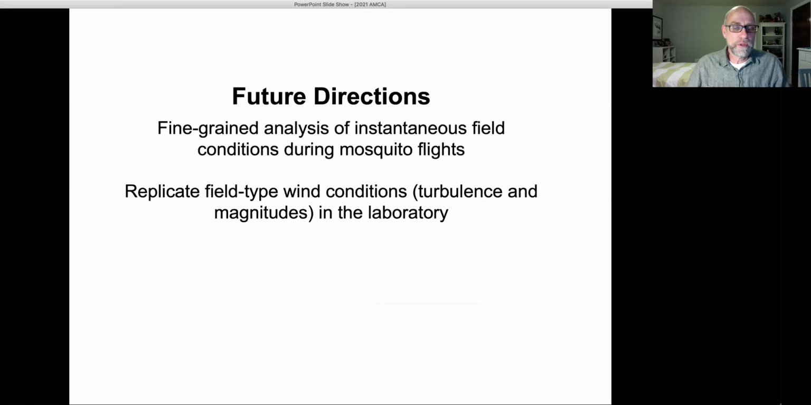So what do we want to do next? What are our next directions? Well, we want to do more fine-grained analysis of the wind conditions, because what we really need is instantaneous field wind conditions during mosquito flight. So when the mosquitoes are actually flying and we can record them flying, what are the instantaneous wind conditions? And we also want to replicate field-type wind conditions, turbulence and magnitudes, in the laboratory.